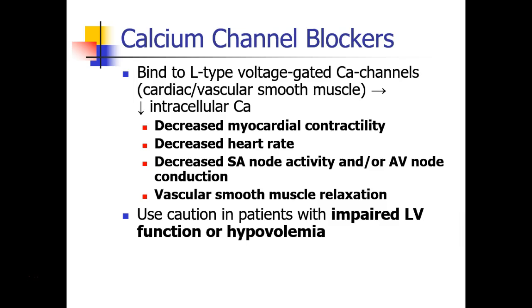The last class of drugs we want to discuss here are the calcium channel blockers. These drugs, as you might expect from the name, bind to calcium channels, specifically the L-type voltage-gated calcium channels. These are the channels that are found on cardiac and vascular smooth muscle. By blocking these channels, it decreases intracellular calcium, and this leads to 4 key actions. It decreases myocardial contractility, it decreases heart rate, decreases activity at the SA and AV nodes, and causes relaxation of vascular smooth muscle.